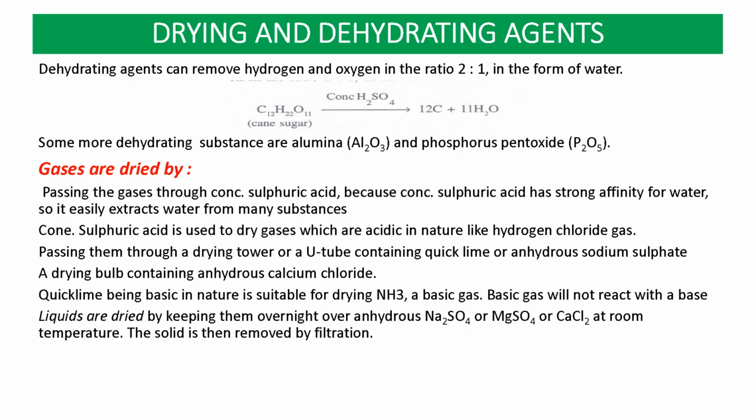Gases can also be dried by passing them through a drying tower or a U-tube containing quicklime. So we can also use quicklime. Or a drying bulb containing anhydrous calcium chloride. Quicklime, being basic in nature, is suitable for drying ammonia. So when we are going to dry ammonia, we use quicklime because it is basic in nature. A basic gas will not react with a base, because we know ammonia is basic in nature and quicklime is also a base. So a base will not react with a base. So we can use quicklime as a drying agent for ammonia.